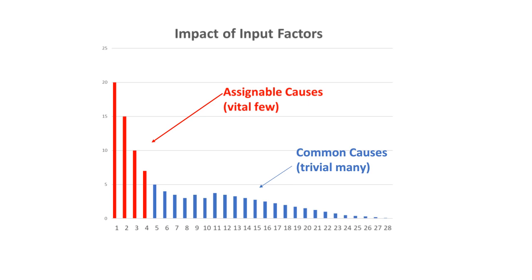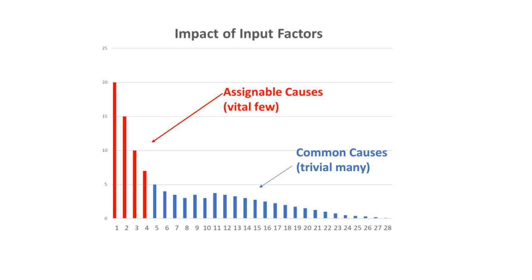We refer to the other variables, those in blue, as the trivial many. We probably won't even know about many of these inputs, let alone how they affect the output. So we focus on the vital few. Obviously, the dividing line between the vital few and trivial many is arbitrary and could change with time. You may discover more assignable causes as you gain more knowledge, but the general principles remain the same. Focus on the vital few.